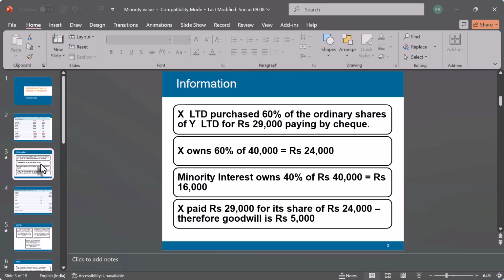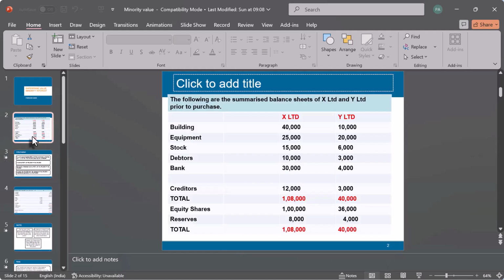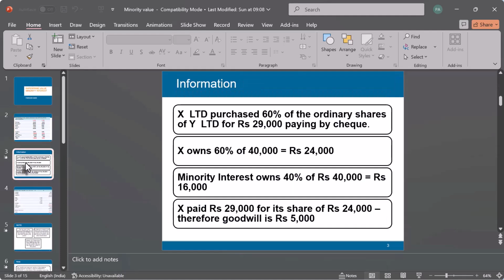Is that okay? Now X owns 60% of 40,000. The share capital of Y Limited was 40,000. If you look at here, what is the share capital? Which was 36 plus 4, including reserves. So on that day, the total capital including reserves was 40,000. So now they own 60%. That means 24,000 of the share capital belongs to X Limited.